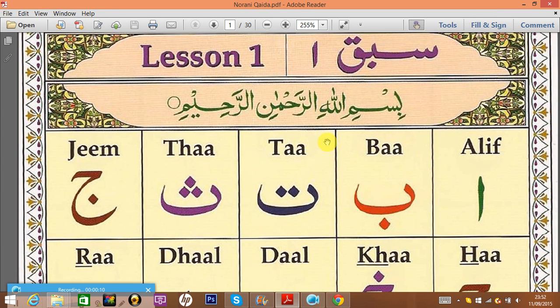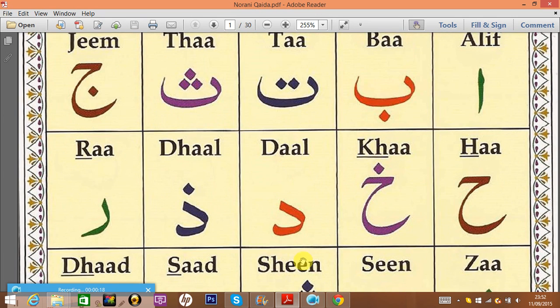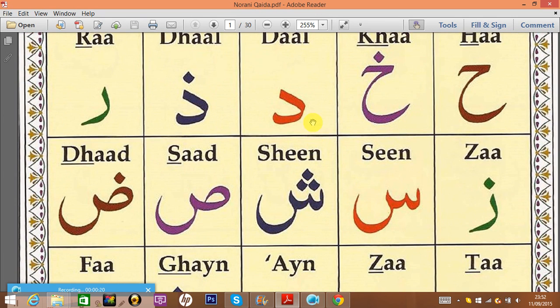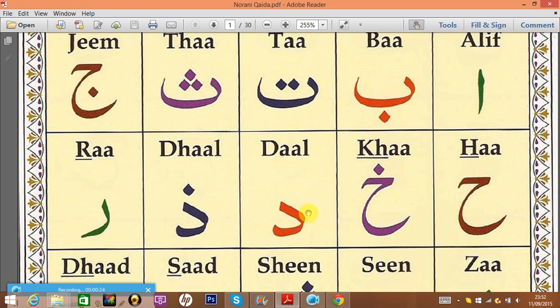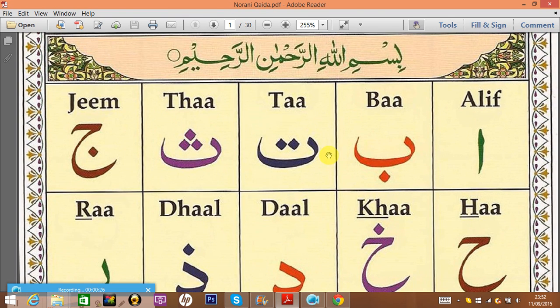MashaAllah, MashaAllah. Hope you did the first lesson at home and the second lesson at home as well. And hopefully, inshallah, you know these alphabets. Today, I will tell you about the different writings. How can you recognize the writing?